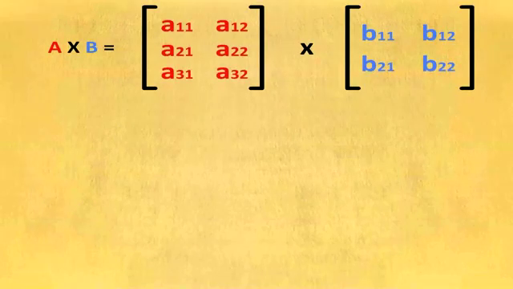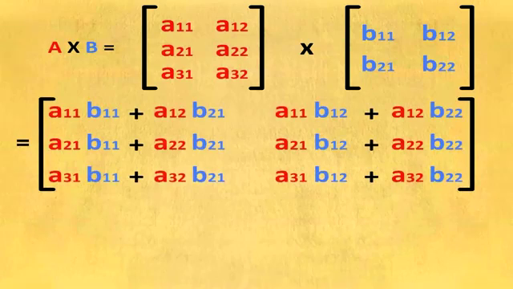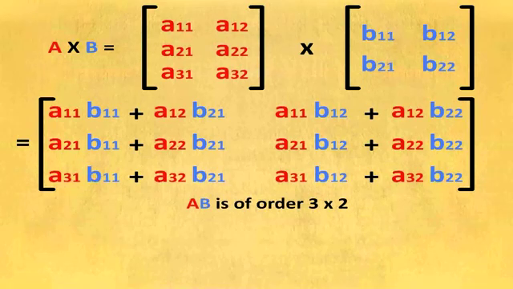A11, A12, A21, A22, A31, A32 into B11, B12, B21, B22, which gives us A11 B11 plus A12 B21, A11 B12 plus A12 B22, A21 B11 plus A22 B21, and we can continue like this. Here AB is of order 3 into 2.